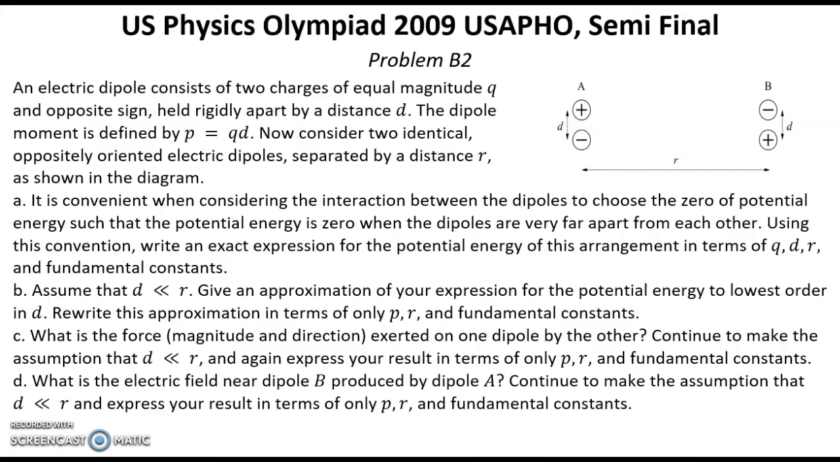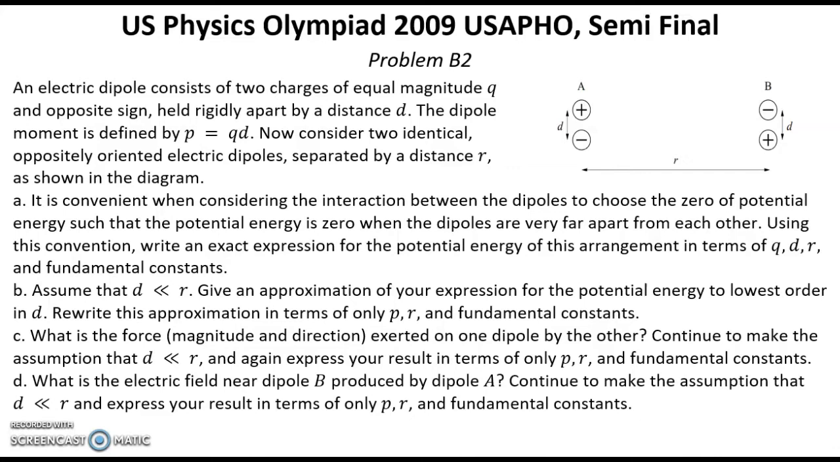Problem. An electric dipole consists of two charges of equal magnitude Q and opposite sign held rigidly apart by distance d. The dipole moment is defined by p equals Qd. Now consider two identical, oppositely oriented electric dipoles separated by a distance r, as shown in the diagram.